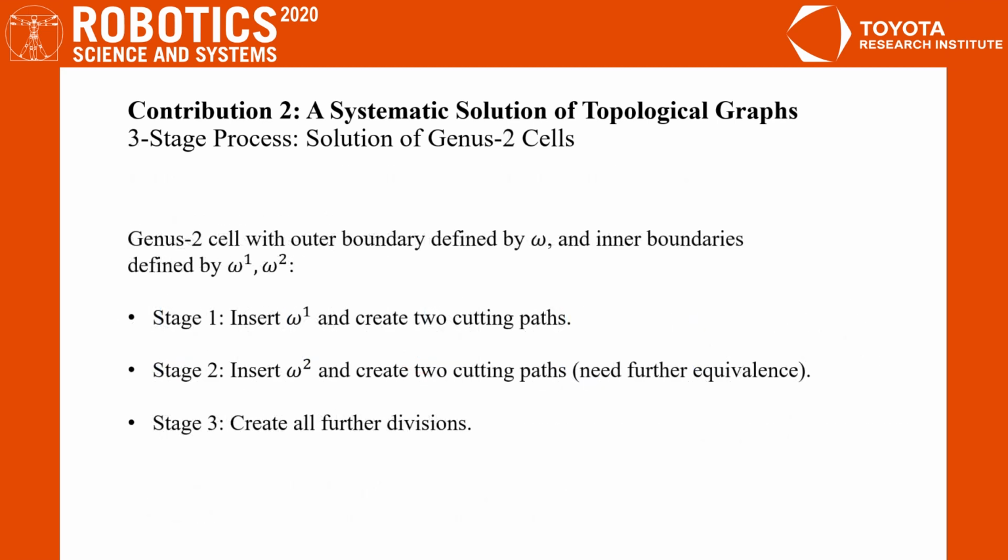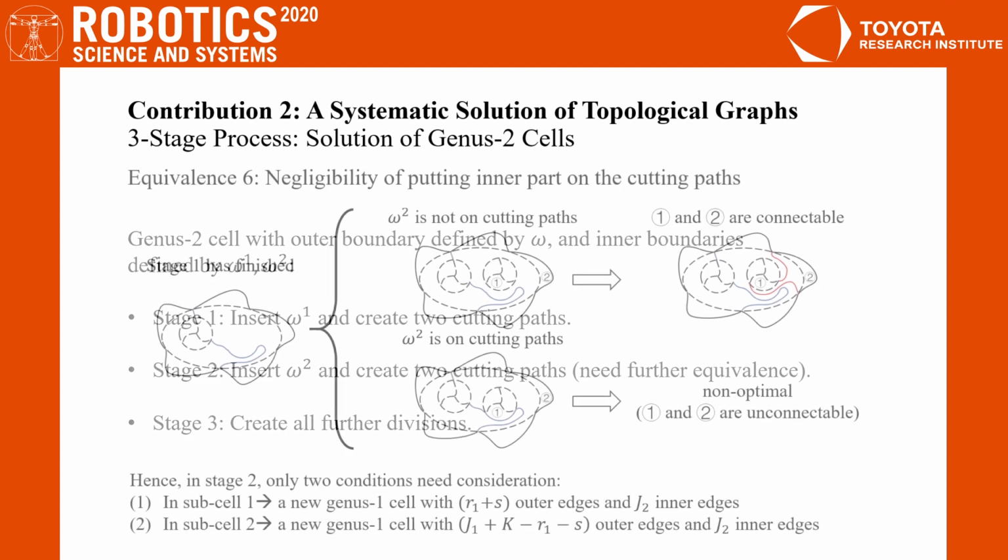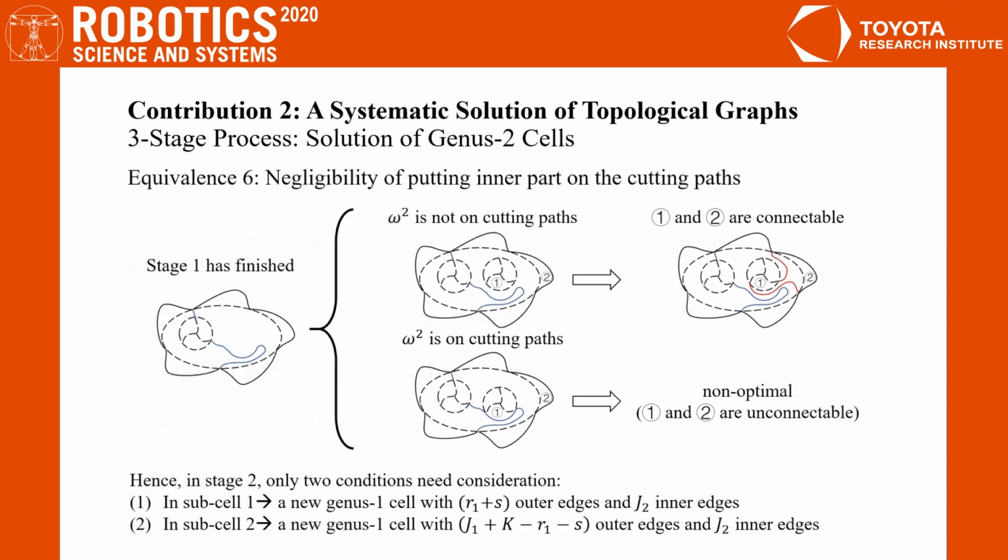For genus 2 cell, we prove that we can put in the two inner boundaries one by one. Each time we put in one inner boundary and create two cutting paths. Finally, we may do further cellular decompositions in each of the subcells. Here we need to prove that it is unnecessary to put the inner part outside the cutting path. So this is the sixth equivalence.